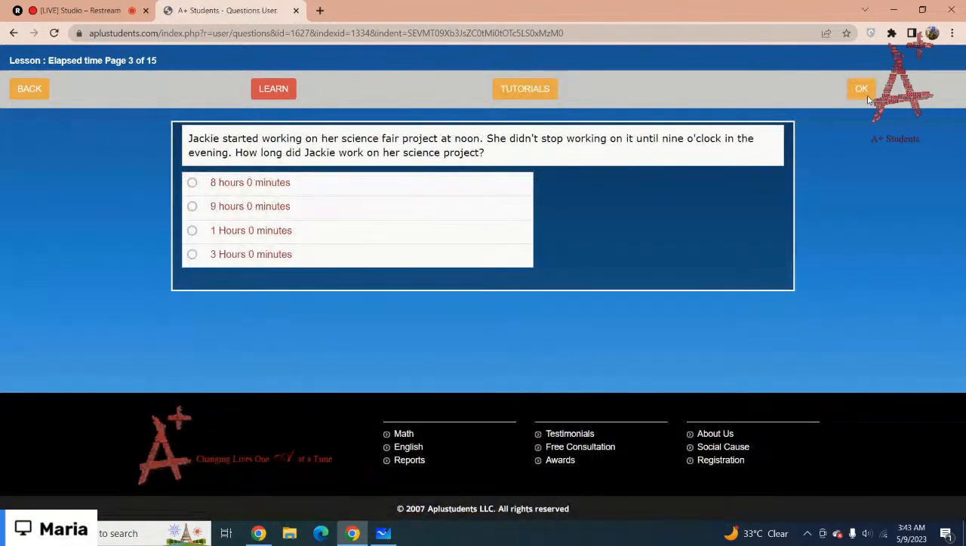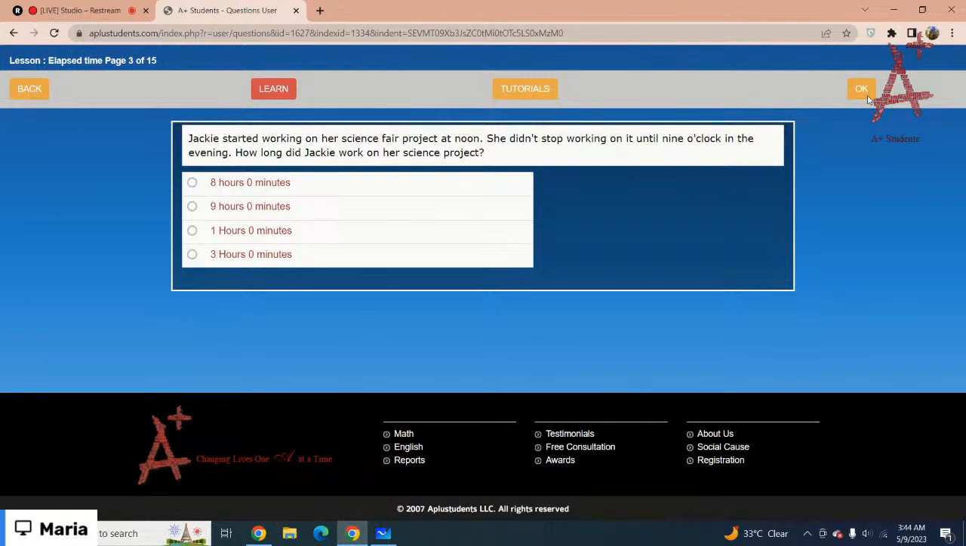Okay, Jackie started working on her science fair project at noon. She didn't stop working until 9 o'clock in the evening. How long did Jackie work on her science project? So start counting the time from noon, which means it would be 12. So from 12 until 9 you have to count the time. Start counting by hours. 12, 1, 2, 3, 4, 5, 6, 7, 8, and 9.